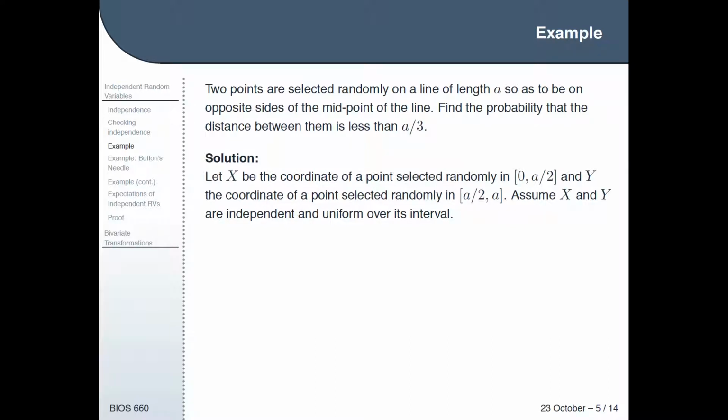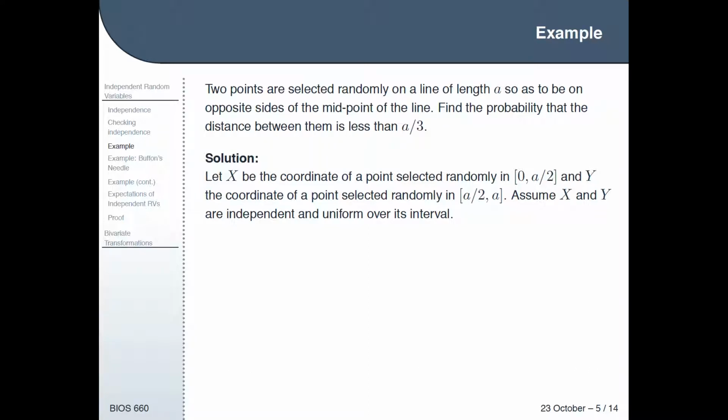So we define random variables x and y as follows. X is uniform from 0 to A over 2, and y is a coordinate between A over 2 and A, because we set this up so that the first one is in the first half of the line, the second one is in the second half of the line. And we're going to assume that they're independent of one another and uniform over their intervals.